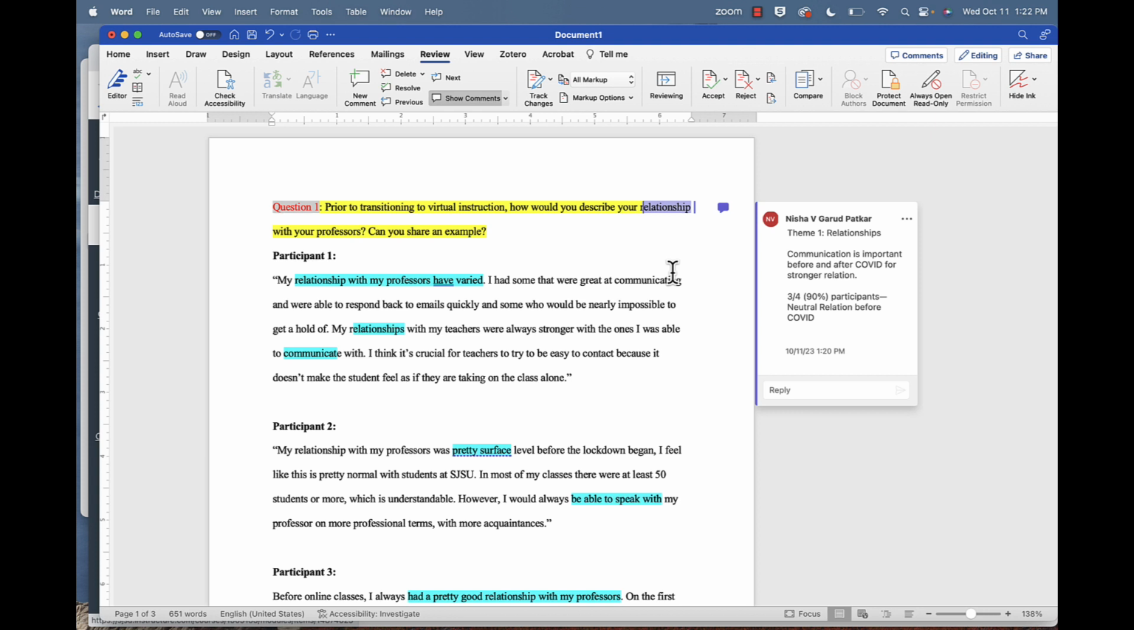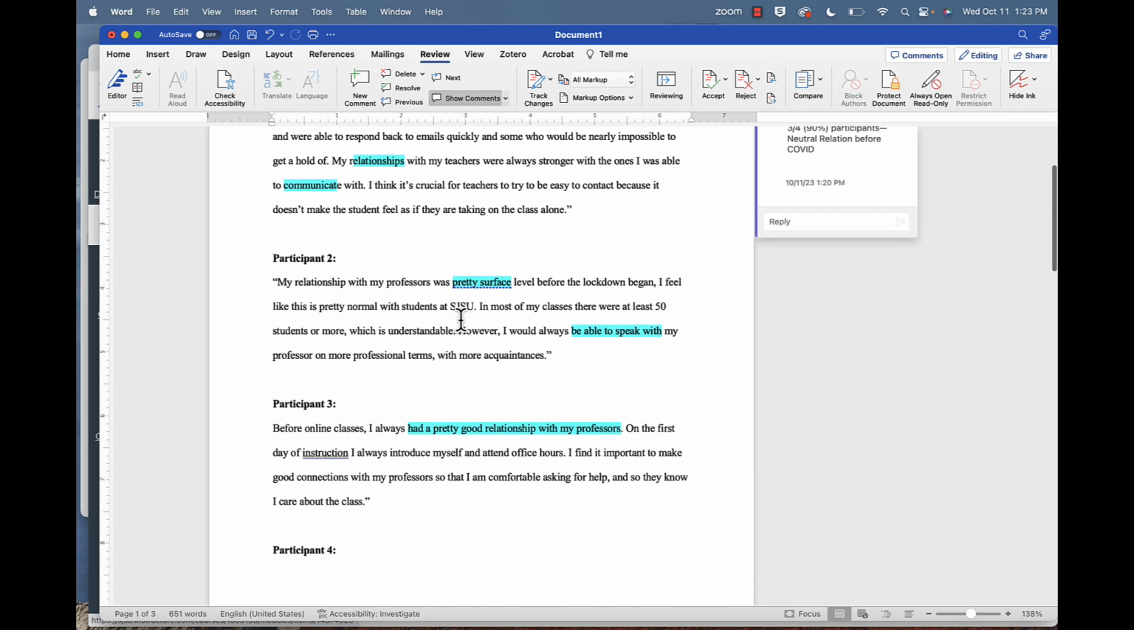Themes are larger, whereas the categories and units are parts of these themes. They are smaller units. In this case, my first theme is based on my question. Usually, themes are larger and mostly come out of questions. My first theme here is a relationship between students and professors.